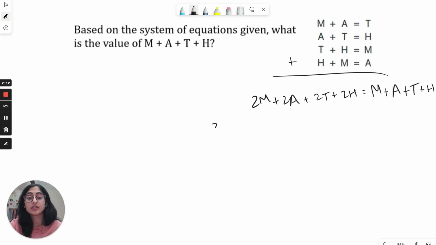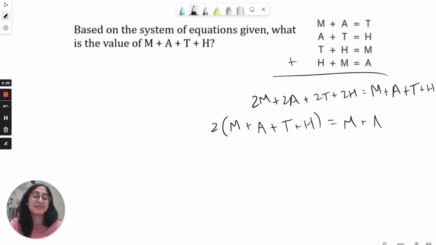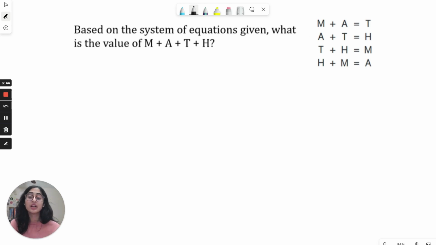So we can factor out the 2 on this side, and we get 2 times m plus a plus t plus h equals, math, m plus a plus t plus h. So the only way the left side will be equal to the right side is if m plus a plus t plus h is equal to 0, because then we'll have 0 equal to 0. Now, that's just one way to look at it. There are so many creative ways to solve systems.